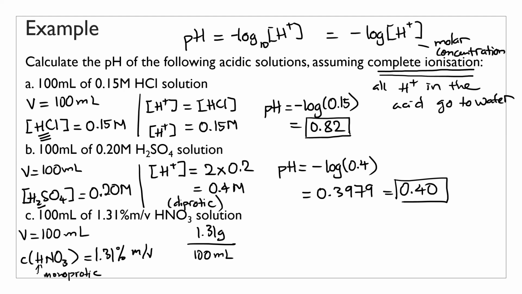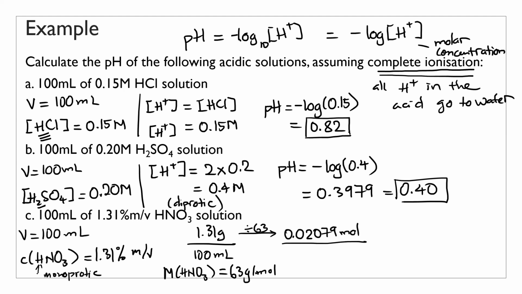So I just need to convert the mass of nitric acid to the number of mole via molar mass. So the molar mass of nitric acid, if we find this quickly, it would be 63 grams per mole. So if I have 1.31 grams in 100 ml, I just need to divide that mass by the molar mass to get the number of mole. So that would be 0.079 mole in 100 ml.